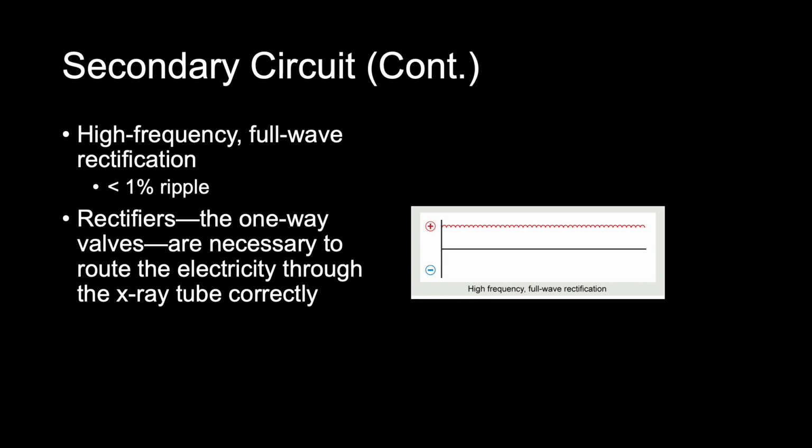You can see in this figure here, it's going to demonstrate the resulting waveform. It's a high-frequency full wave rectification. These generators are smaller, they're lighter, they cost less, and they offer better exposure reproducibility. But you want to keep in mind that through all of this, the rectifiers are the one-way valves, and they're necessary to route the electricity through the X-ray tube correctly.